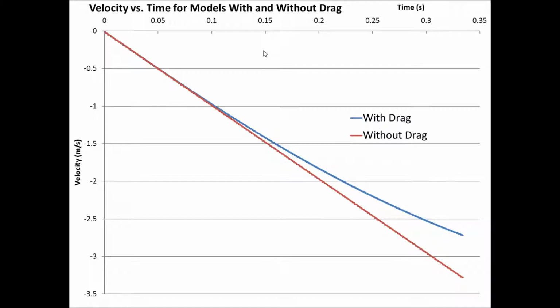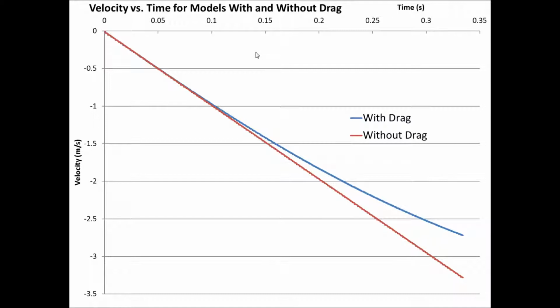This can be explained by considering each model's net forces. The only force contributing to the net force in the model without drag is the weight force. As the weight force is constant, its net force is constant, and it has constant increase in velocity, or constant acceleration. Velocity always increases, and a terminal velocity will never be reached.